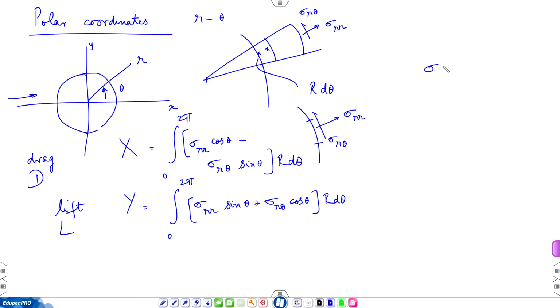where these stresses have to be evaluated at r equal to capital R. Like the flat plate problem where y is 0, here it is r equal to capital R. Now, σ_rr at r equal to capital R is equal to minus p, which is evaluated at r equal to capital R and is a function of θ. And σ_rθ will be μ times the derivative of the theta component of velocity. This is from the flat plate experiment. You have to look at the tangential component of velocity.